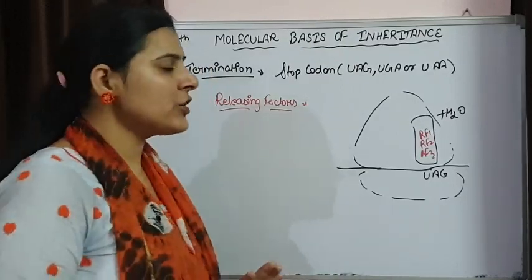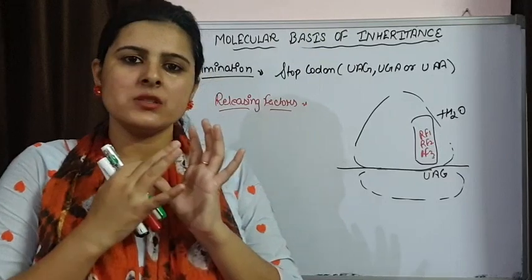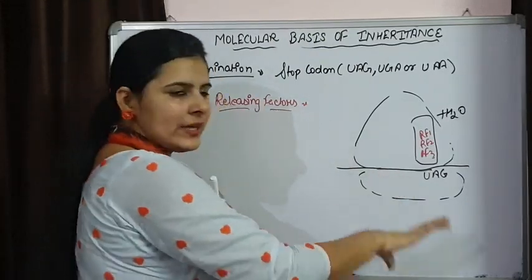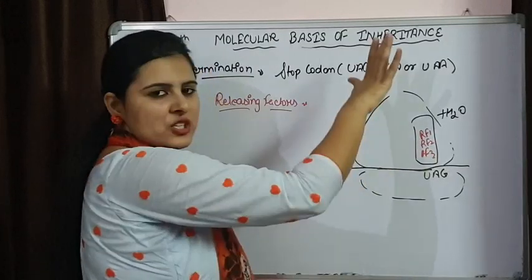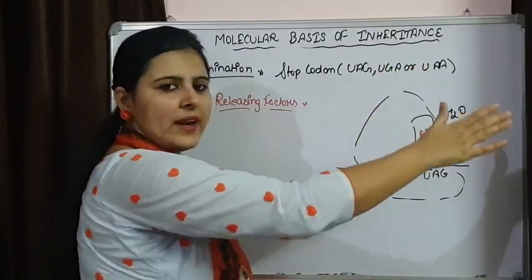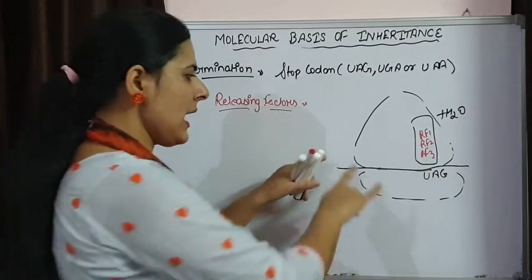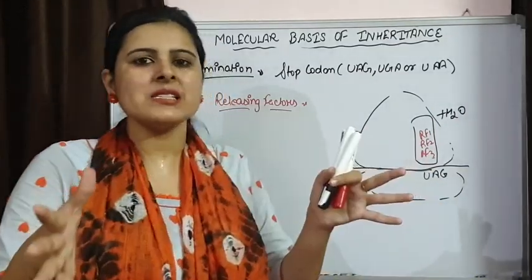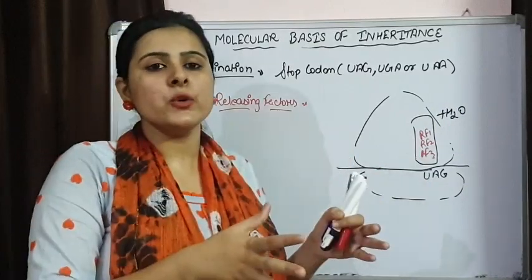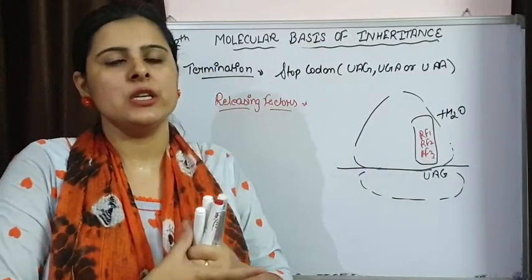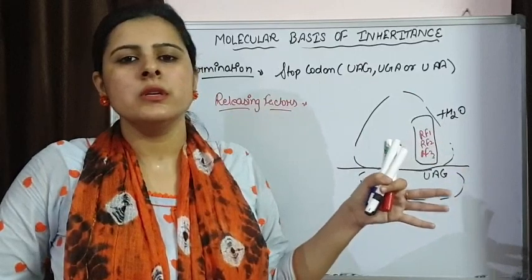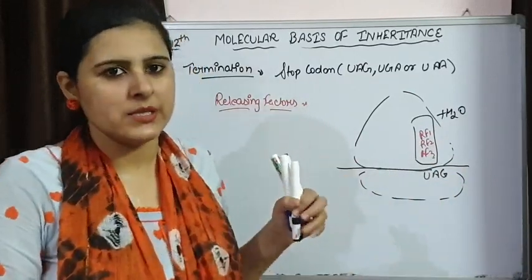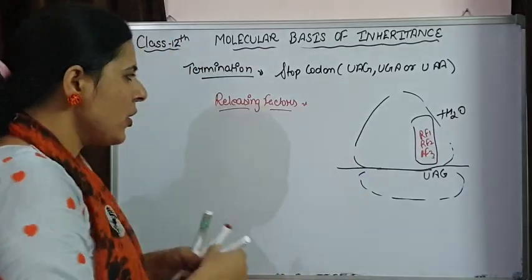When the termination of the process of translation happens, what happens? The smaller subunit is going to separate from the larger subunit. The releasing factors will also move out, and the mRNA will be separated. So all the subunits which combined during the process of initiation are going to separate when the process of termination takes place, and we will get our polypeptide.